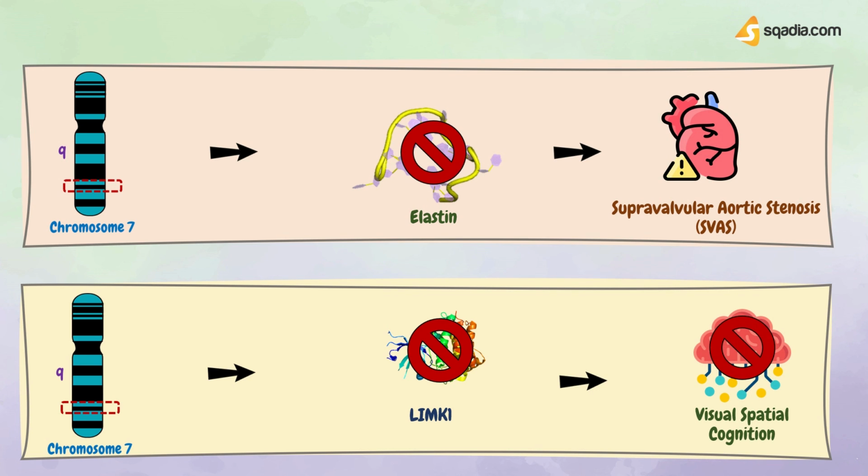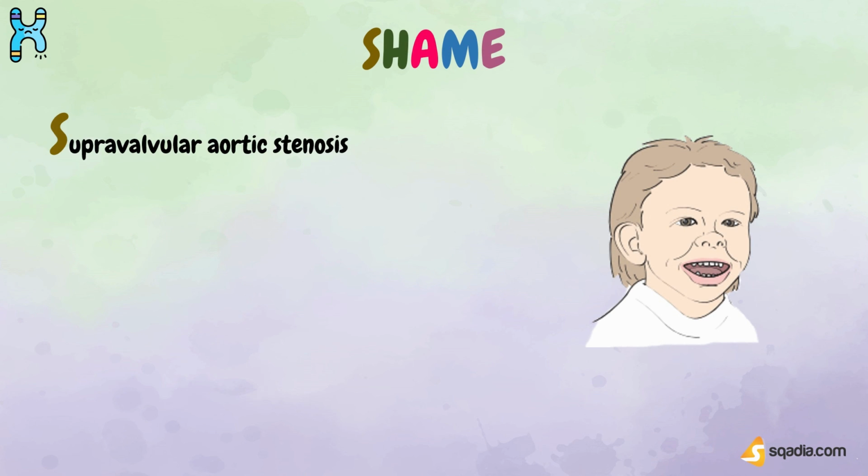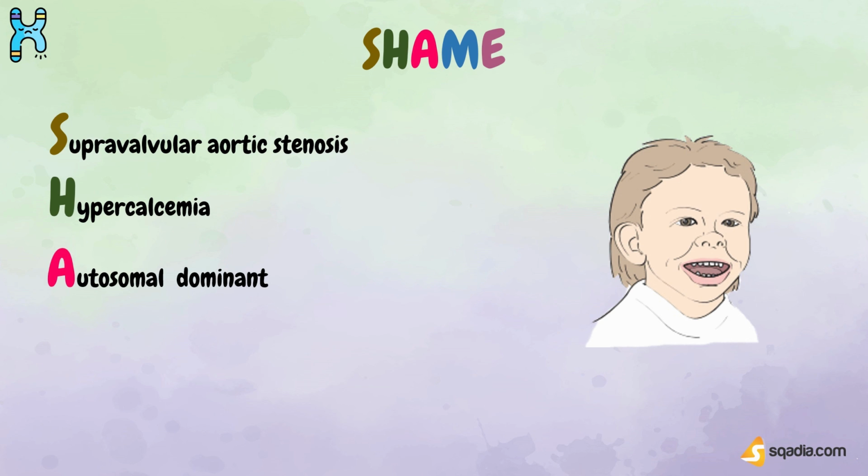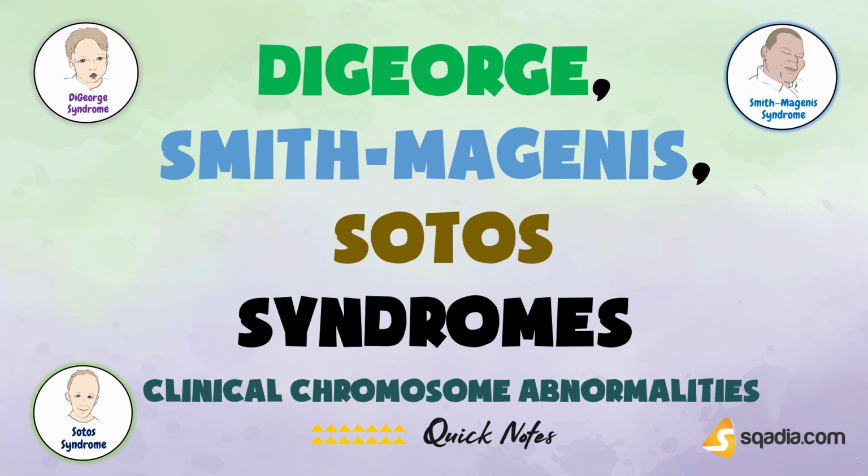You can memorize features of Williams-Beuren syndrome using a mnemonic. SHAME. Supravalvular aortic stenosis. Hypercalcemia. Autosomal dominant. Mental retardation. And elfin faces. This was about Cri-du-Chat syndrome, Wolf-Hirschhorn syndrome, and Williams-Beuren syndrome. In our next video, we will talk about DiGeorge, Smith-Magenis, and Sotos syndrome.